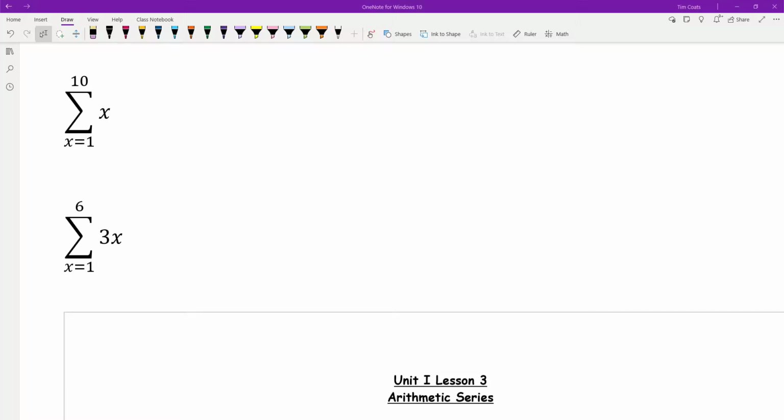Evaluate them. So the first thing I'd like you to do is take a look at these two sigma notations and come up with what the sum would be in each situation. So you can pause the video. When you restart it, we'll talk about what those two become.